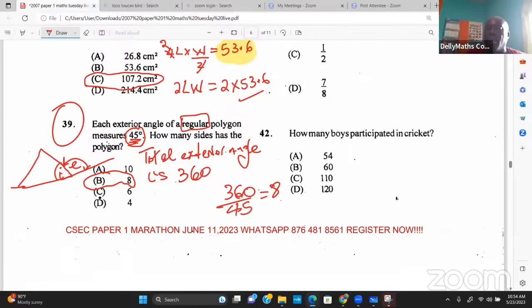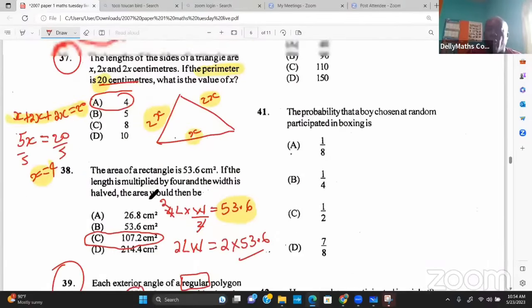For example, a triangle, 3 sides, 3 angles inside. A quadrilateral, 4 angles inside, 4 sides. So you could know, right? There's a direct relationship with the number of sides and the number of angles that you have. So when I find this, I understand that I have 8 sides. All right, let's go to 40.